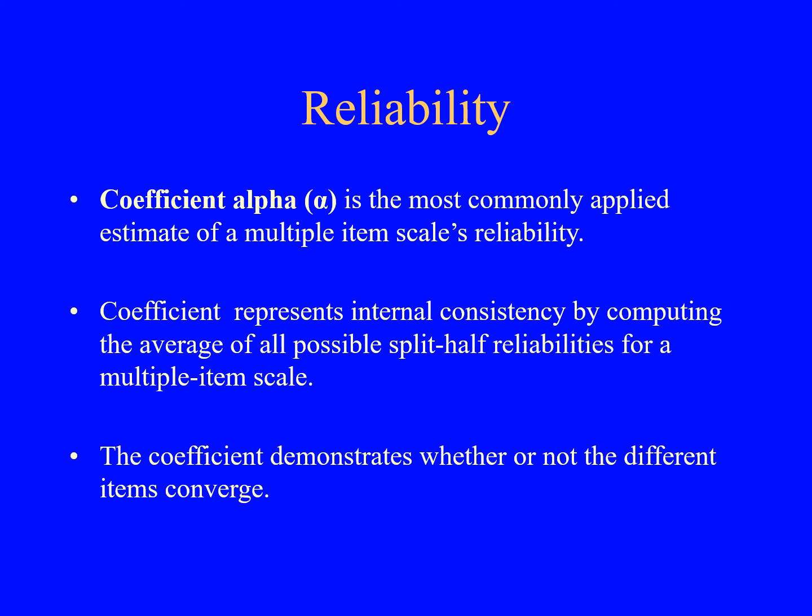Reliability. Coefficient alpha is the most common applied estimate of a multiple item scale's reliability. Coefficient alpha represents internal consistency by computing the average of all possible split half reliabilities for a multiple item scale. The coefficient demonstrates whether or not the different items converge.